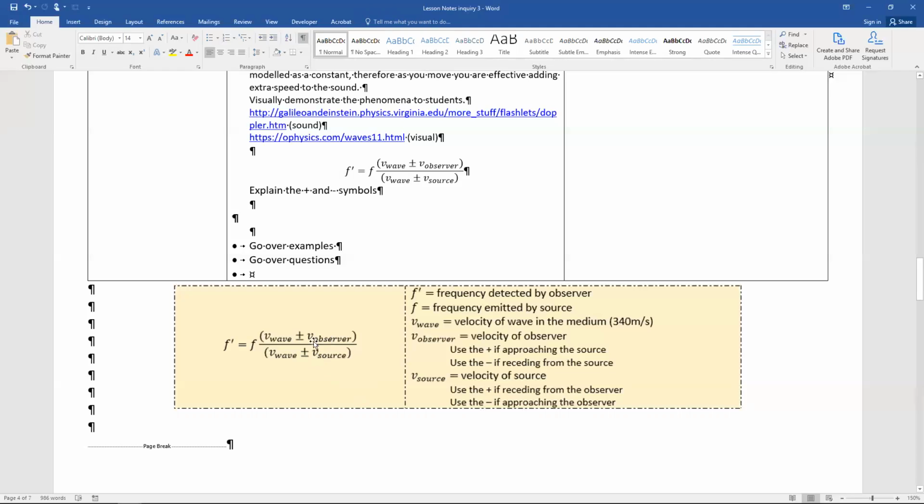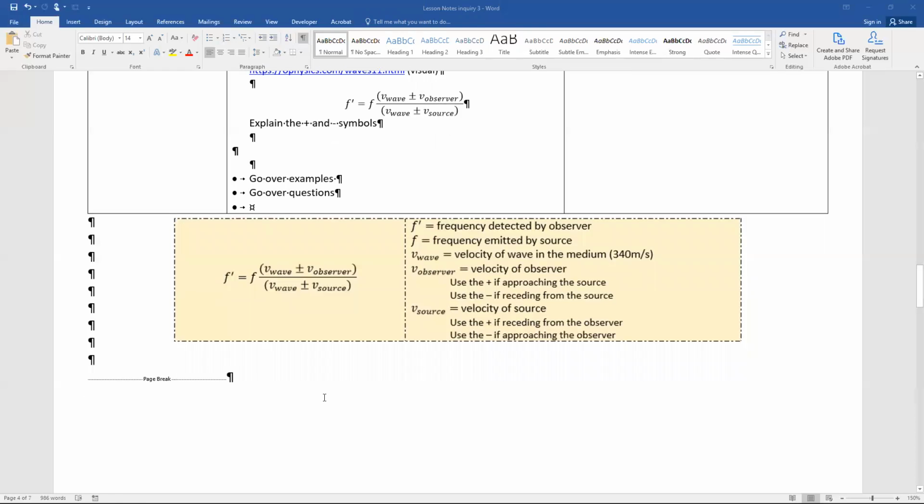Now, what happens if the observer is stationary? Then you don't put this value at all. You just get rid of that. If the car or the object making the noise is not moving, then you don't put that term at all there either, okay? And that's how you use that expression. So let's have a look.